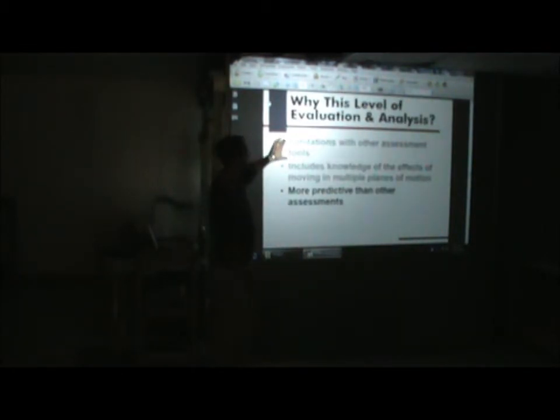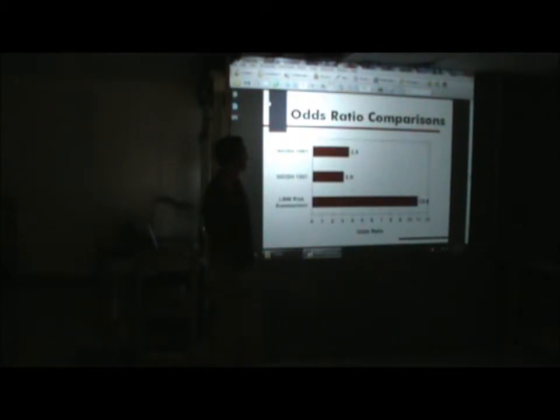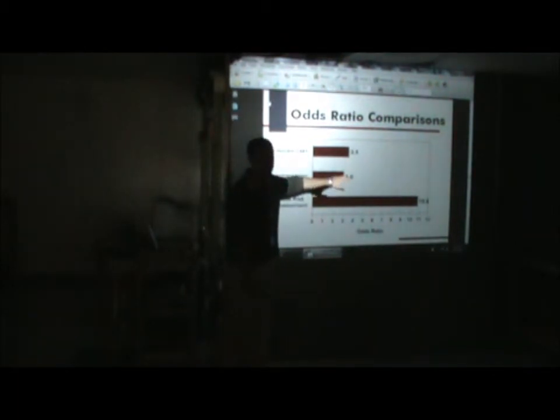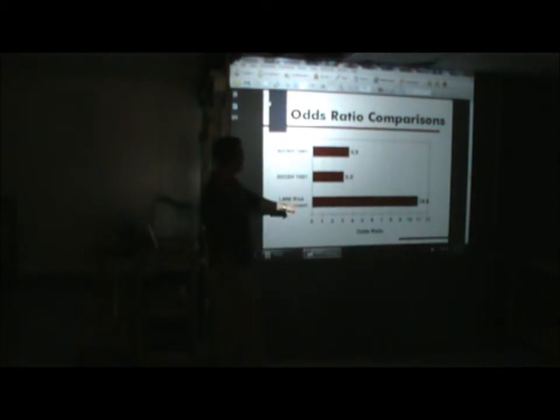So again, why this level? Again, the limitations with the other assessment tools include motion, and this really is more predictive than some other assessments, including NIOSH. If you look at the odds ratio comparisons between what this said and injury data, you can see that the lumbar motion monitor risk assessment was more than 3 times more predictive than both the NIOSH 81 and 91. Okay.